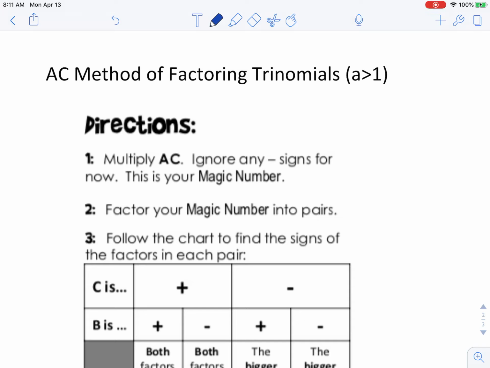This is part 2 of factoring quadratics. This is going to focus on what's called the AC method of factoring trinomials when that A value is greater than 1 and it's not a perfect square trinomial. So here are the directions in how we follow the AC method.